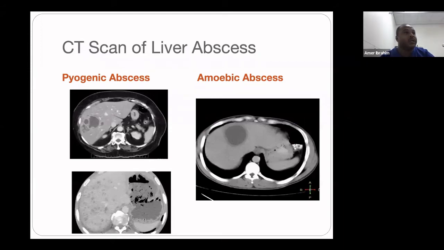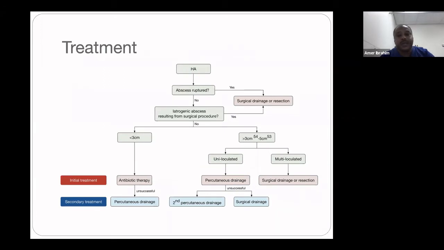So how are we going to treat it? If the abscess ruptures, that means we need surgical drainage. If not, is the abscess iatrogenic? If yes, it will need to be drained percutaneously. If it recurs again, you can do percutaneous drainage again. This is definitely besides the antibiotic administration.